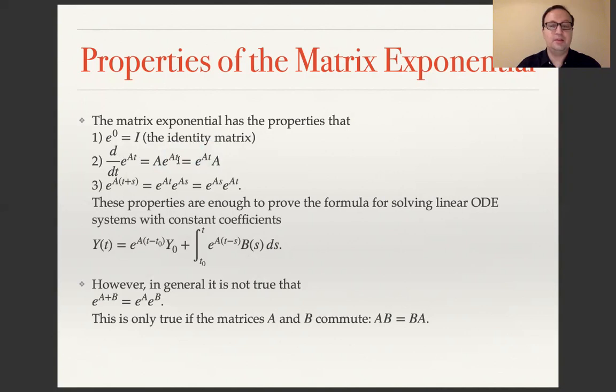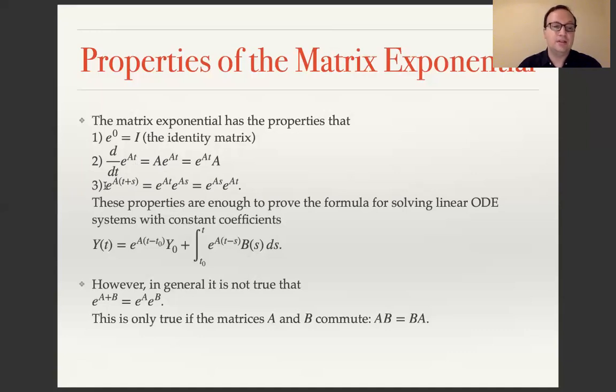So this is a very natural looking formula. This is what would happen if we had the exponential of a real number. So the derivative of e to the At would be A e to the At. But for matrices, maybe this requires proof, and I'll present it on the next page.